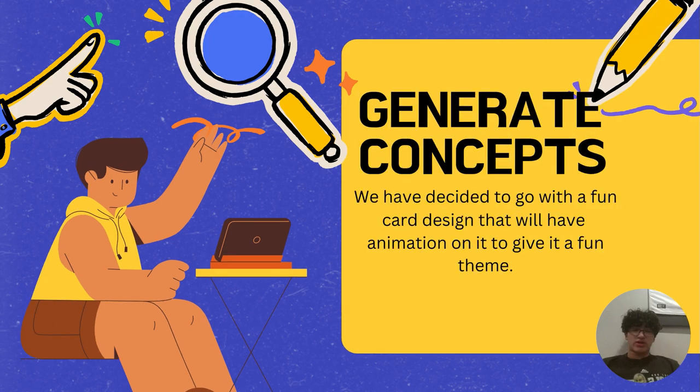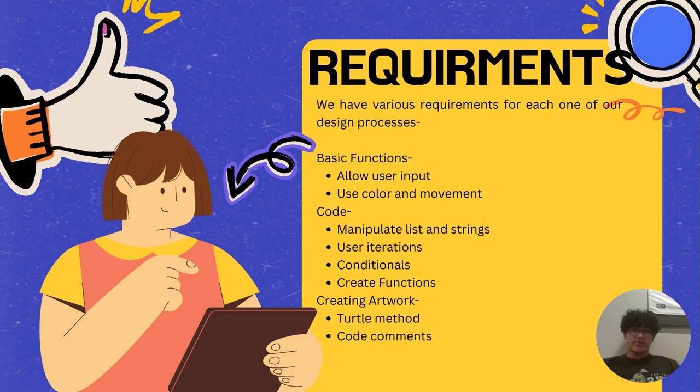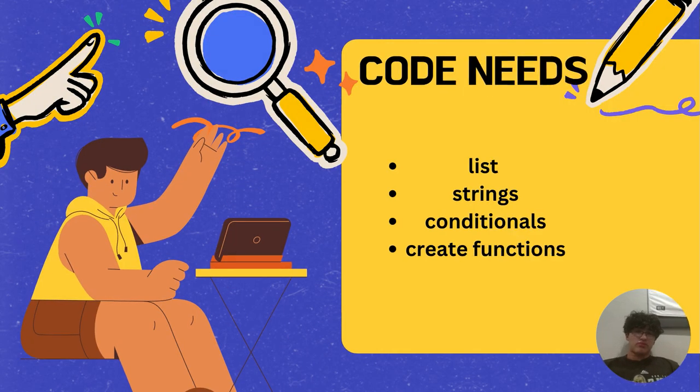Here are our generated concepts. Here we have the requirements we needed. Here's the code needed. We needed a list, a string, a conditional, or conditionals, and being able to create a function.